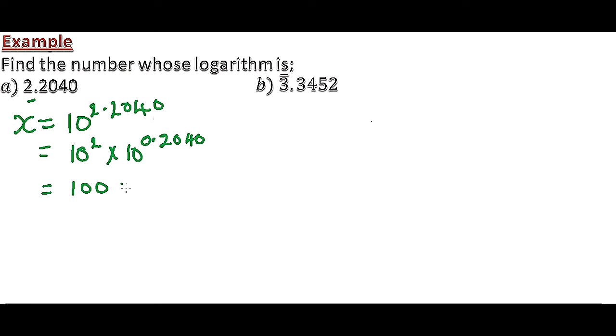So that's 100 multiplied by the anti-logarithm of 0.2040. We get it is 1.60, just like the way we have obtained the anti-logarithm. So when you multiply 100 by 1.60, you get 160. So our x is equal to 160. It is the number whose logarithm is 2.2040. So that's a correct value. You can confirm by getting the logarithm of 160.